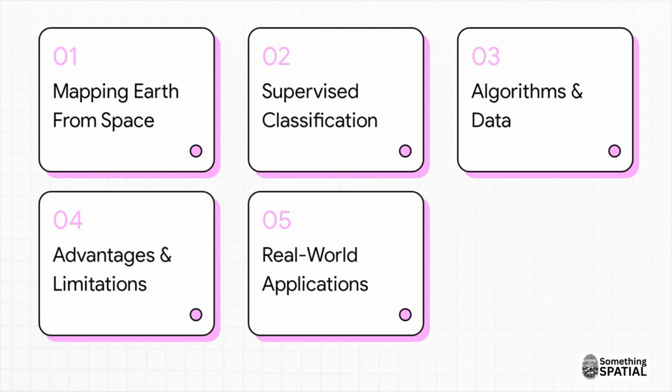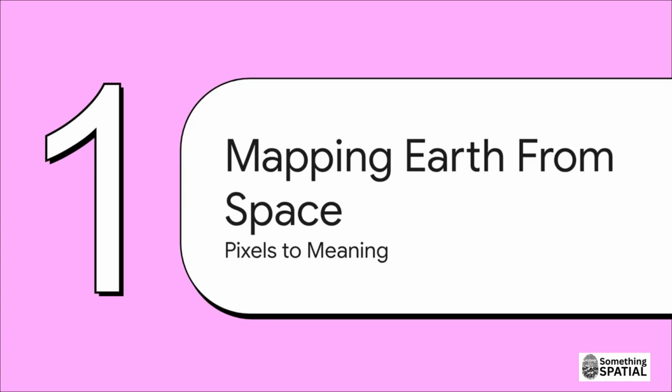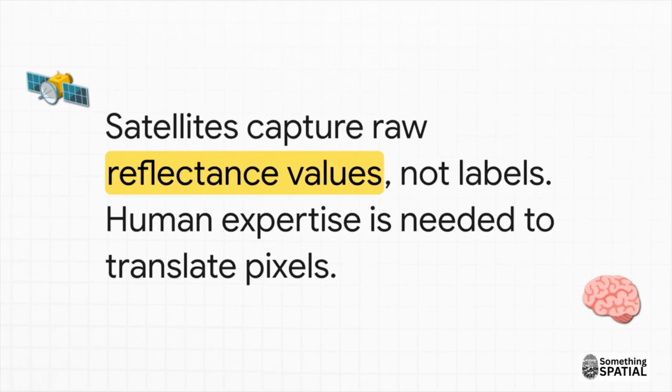Moving to Section 1, Mapping Earth from Space. To really wrap our heads around how this works, we first need to appreciate the sheer scale of data captured by modern satellites. You see, when a satellite takes a picture, it doesn't send down a neat little label that says, "Hey, this is water," or "I'm a skyscraper." It just captures raw reflectance values. It's essentially just measuring how light bounces off the Earth's surface. So we absolutely need human expertise to translate those ambiguous pixels into something that actually means something to us.